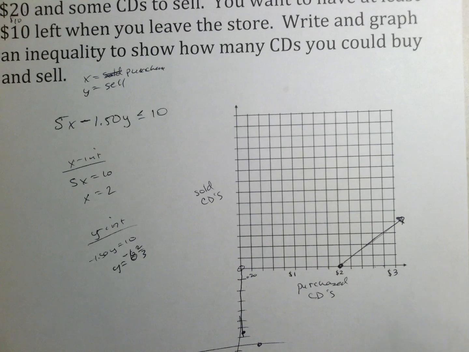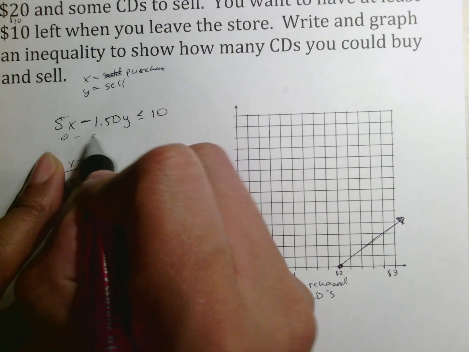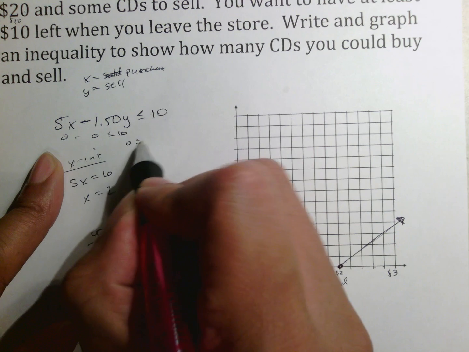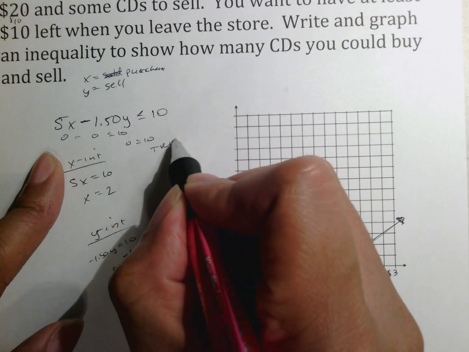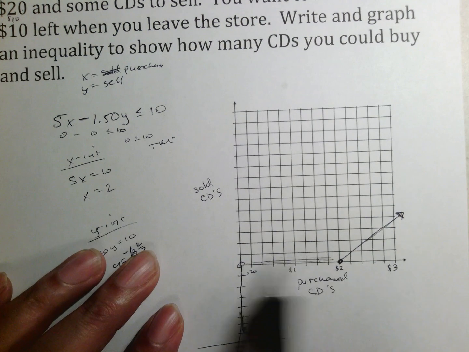Then we have to test 0, 0 because we need to know where our shading is. I'm assuming it's on this side, but let's just see. Is 0 minus 0 less than or equal to 10? And that would be true. So yes, your shading would be here.